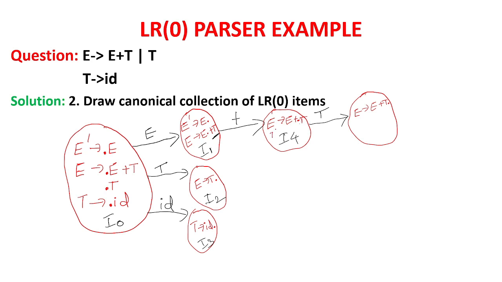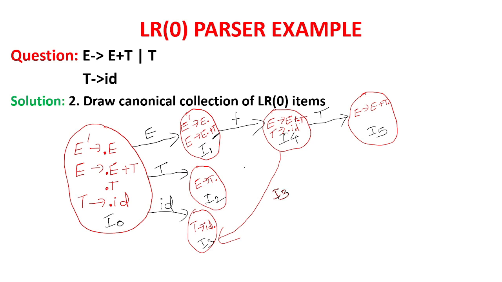So here E goes to E plus dot T is there. So we have to write all the productions of T. Which are the productions of T in the original grammar? T goes to ID. So we have to write that production also with the dot. So we can expose the ID over here. T produces dot ID, but ID is already exposed in the I3. So we can give the arrow to this only. We can call this as I5.